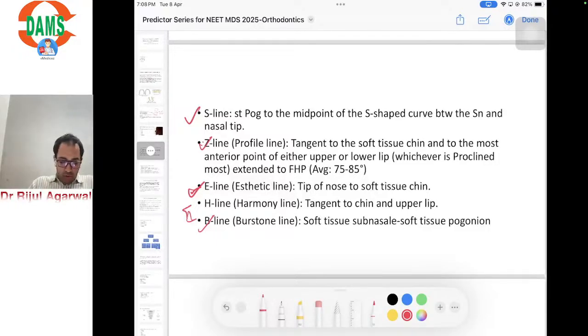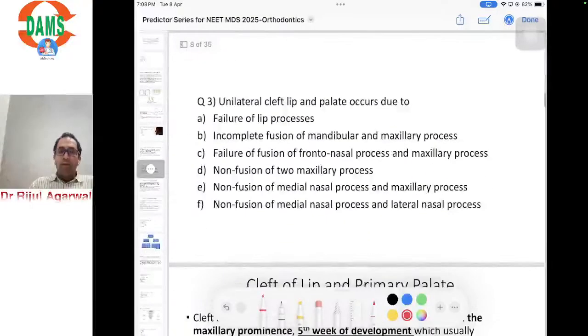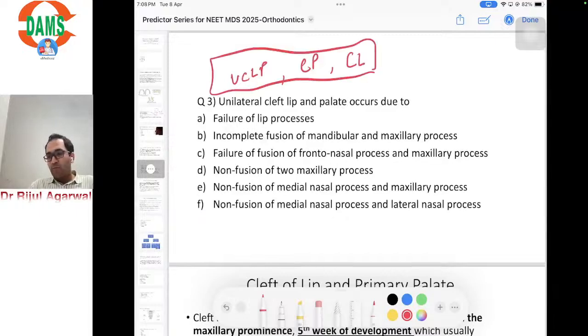Okay, so moving ahead. Next question: unilateral cleft lip and palate occurs due to. Again, a very important question from cleft lip and palate. Most commonly the reason for UCLP, the reason for isolated cleft palate, the reason for isolated cleft lip. They have asked from the embryological point of view. Failure of lip processes leads to isolated cleft lip.